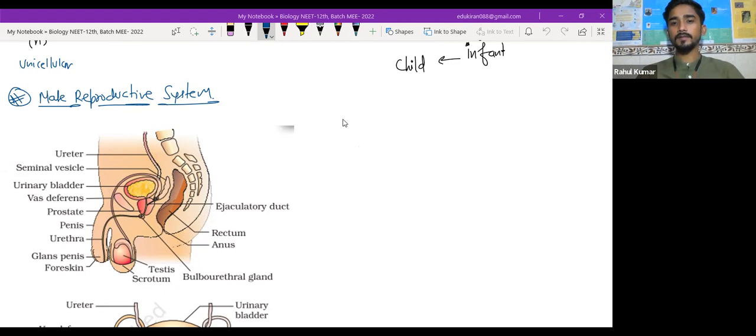There is something called melanin. It is just a side knowledge. Melanin is a pigment which is produced in our skin, the living layer of the skin. And this pigment shields the cell from UV radiations of the sun. Okay, is it clear?